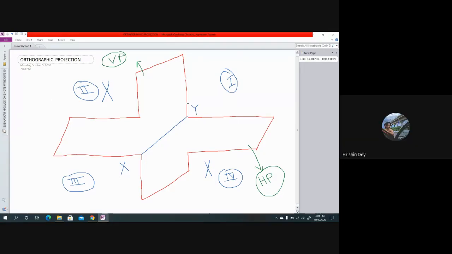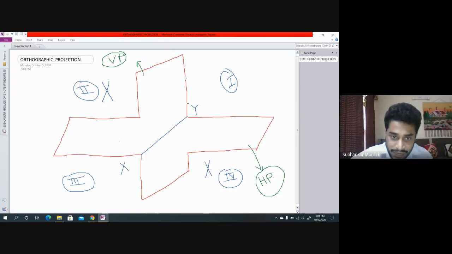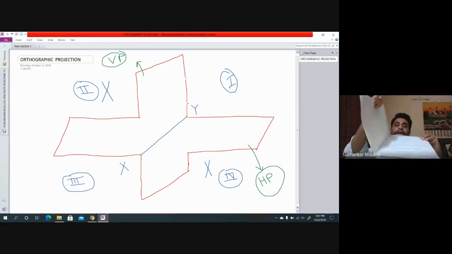If you see this line, this XY line, what is this XY line? The XY line is the dividing line between the horizontal plane and the vertical plane. If you observe my copy, can anyone tell me where my XY line is? This base one is my horizontal plane and this vertical one is my vertical plane.